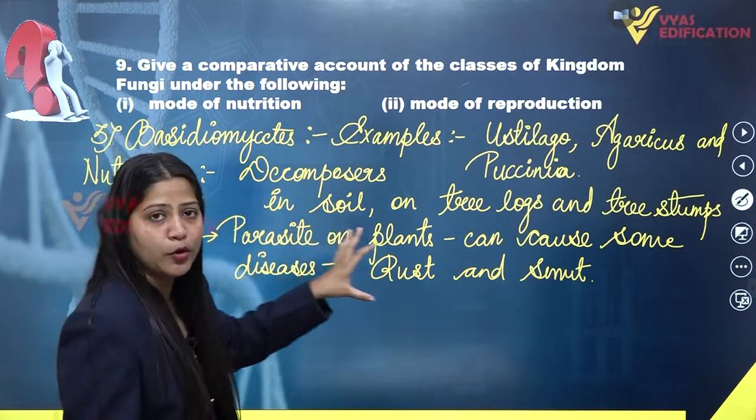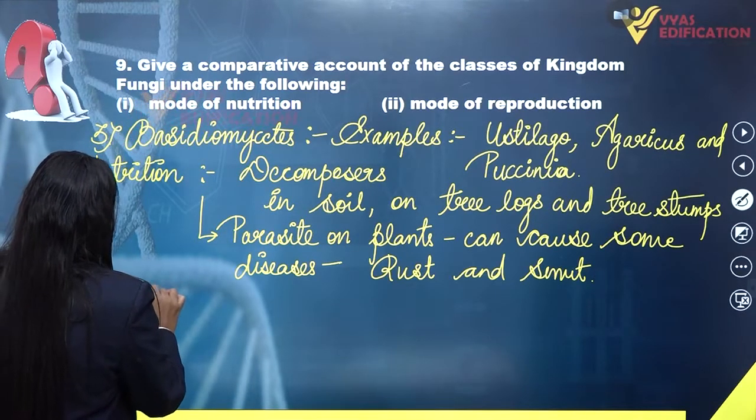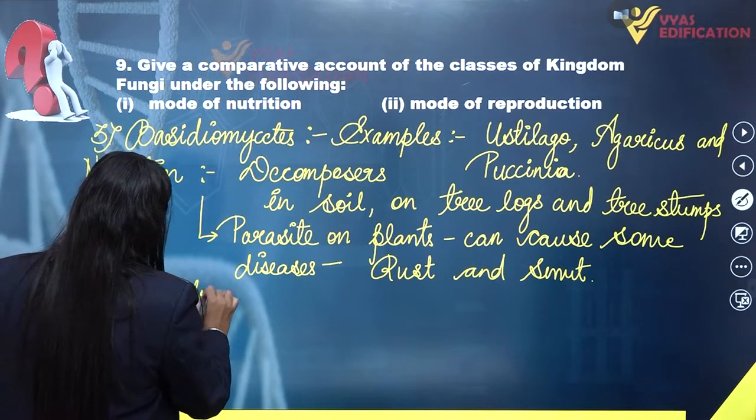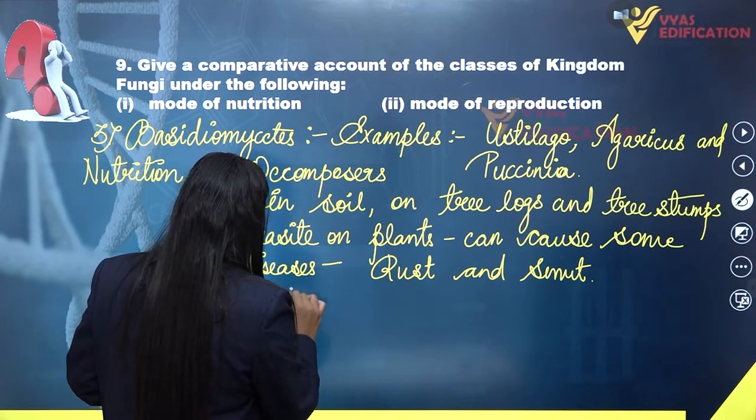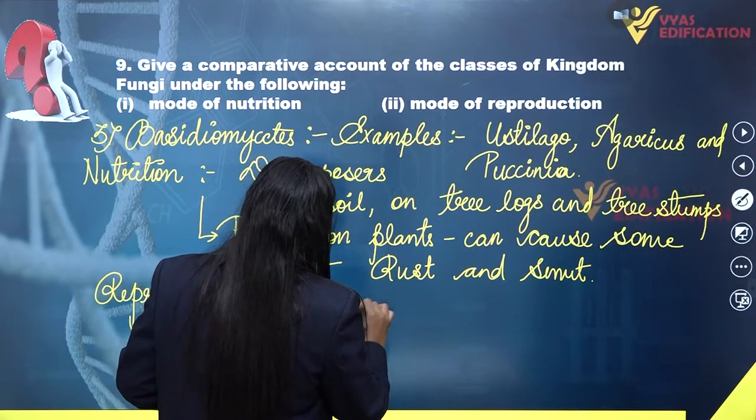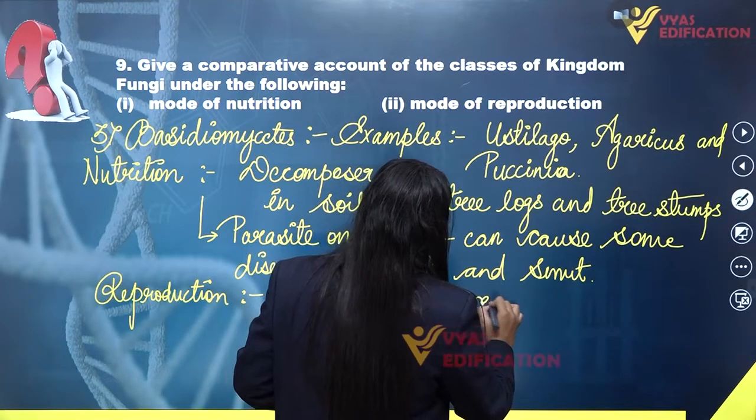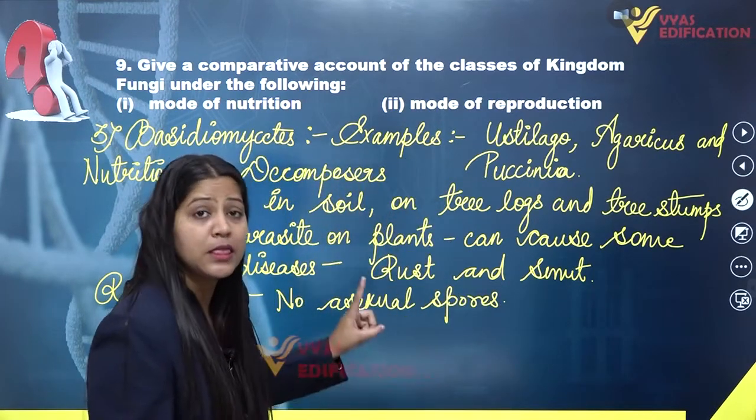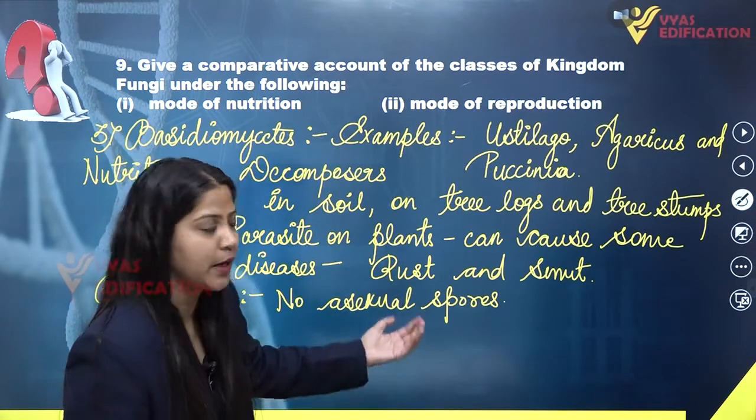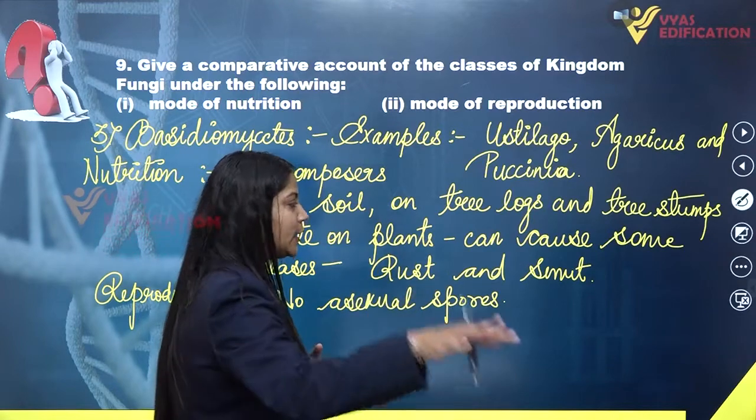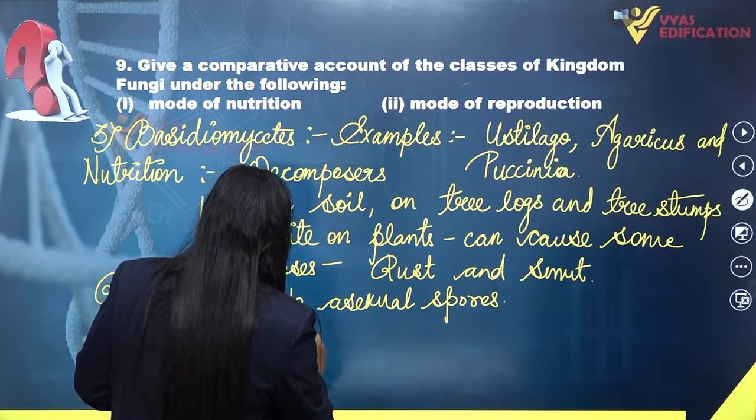Last, we are going to talk about the mode of reproduction in them. No asexual spores are produced in the members of Basidiomycetes, hence they can reproduce through vegetative reproduction by the method of fragmentation, which is a type of method included in vegetative reproduction only. So they can reproduce by fragmentation.